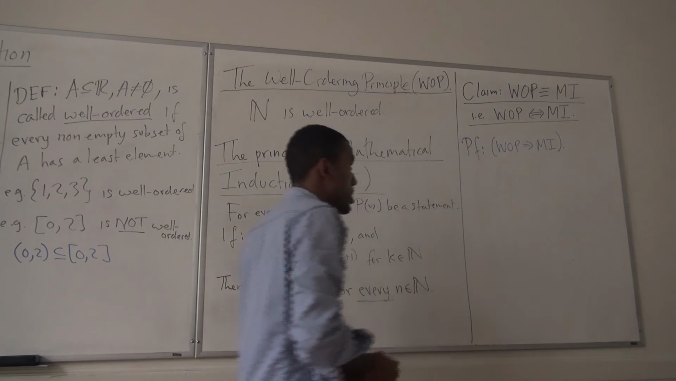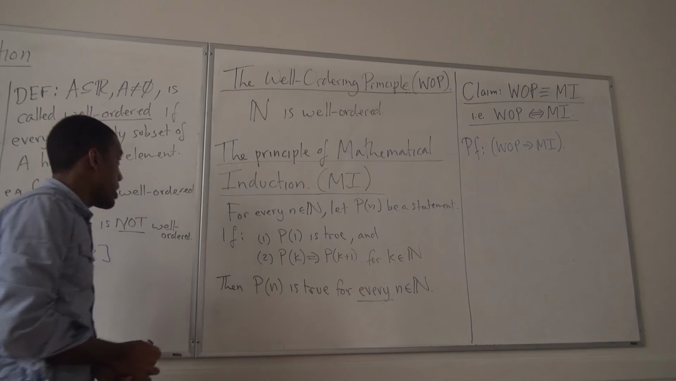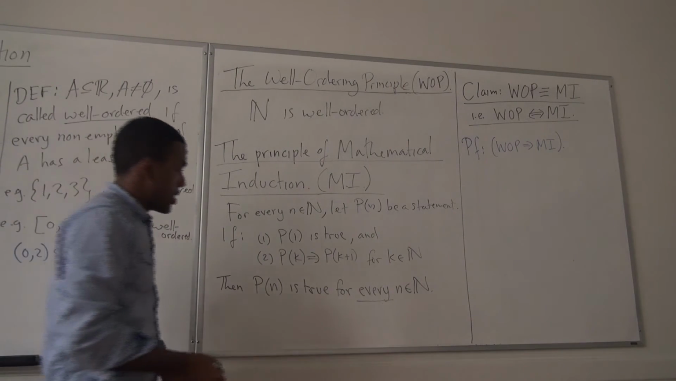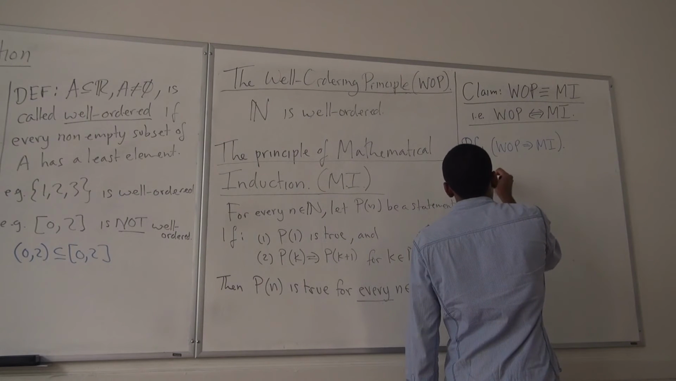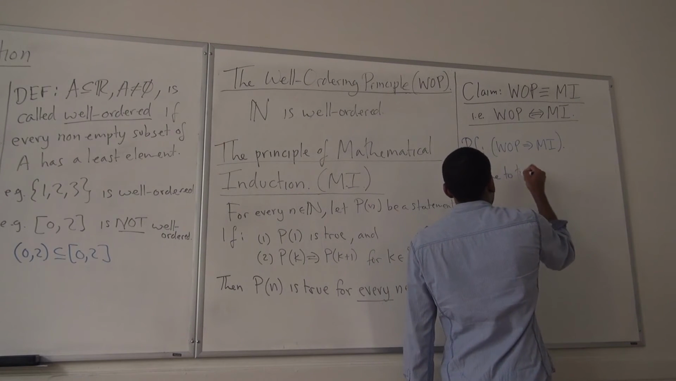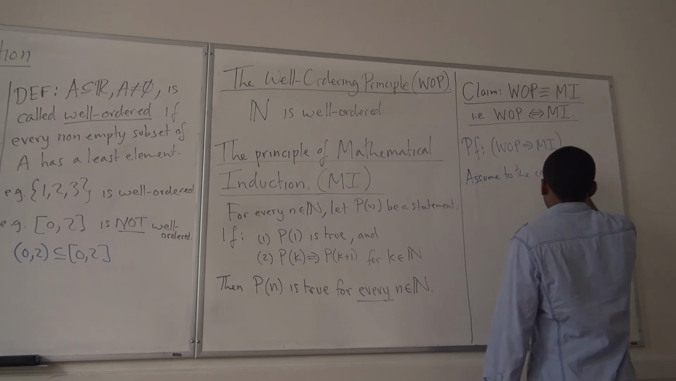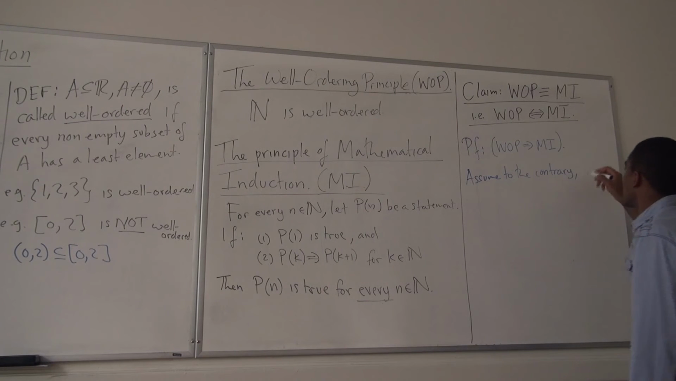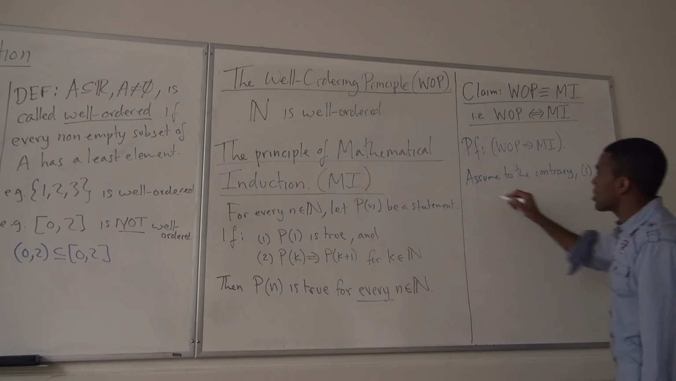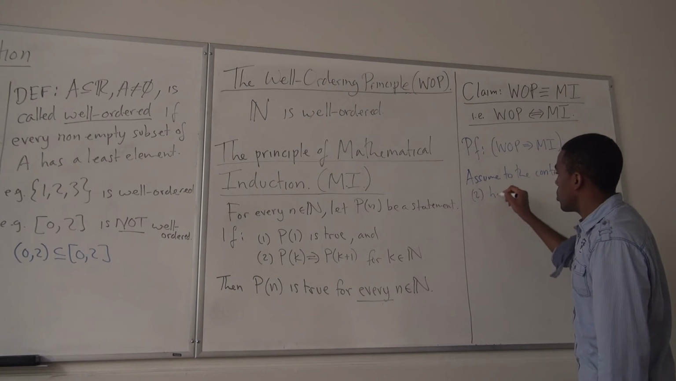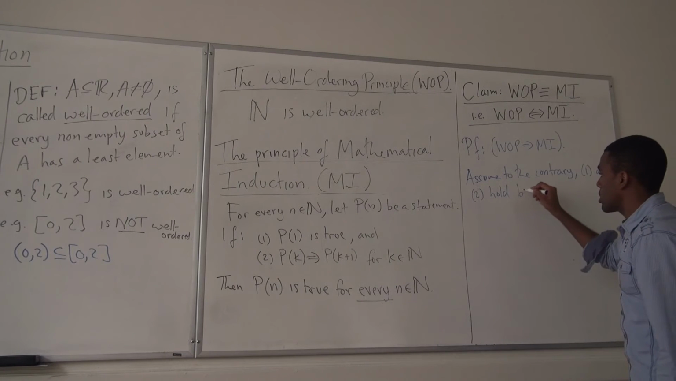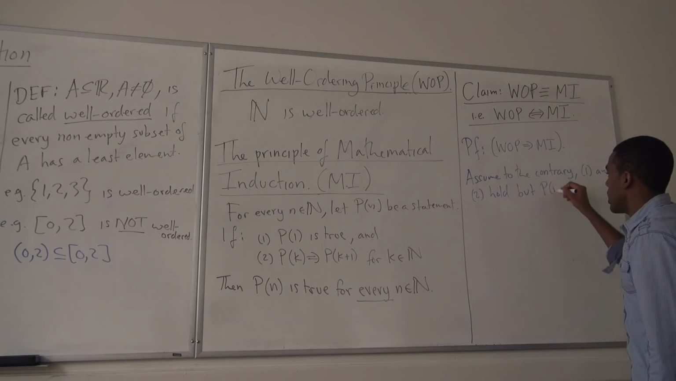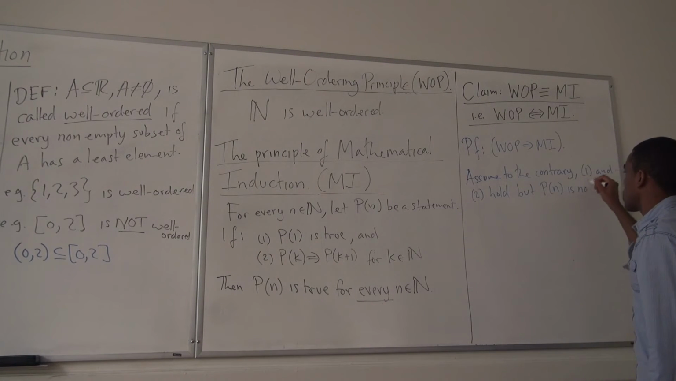So the book actually proved this by contradiction, which is really nice because we just learned about contradiction. So assume to the contrary that 1 and 2 hold, meaning this statement 1 and 2 hold, but P(n) is not true for all n.